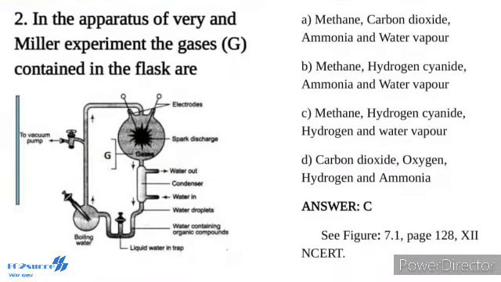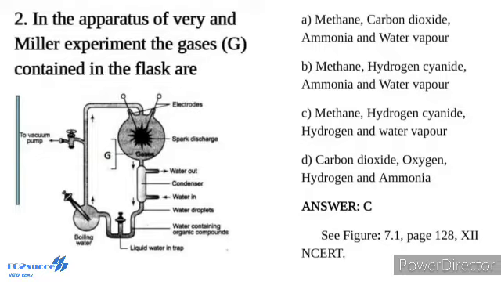Question number 2. In the apparatus of Urey and Miller experiment, the gases, that is capital G, contained in the flask are, shown in the diagram, a diagrammatic representation of Miller's experiment.